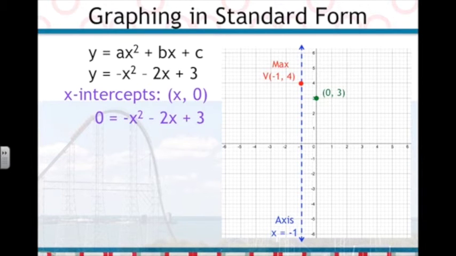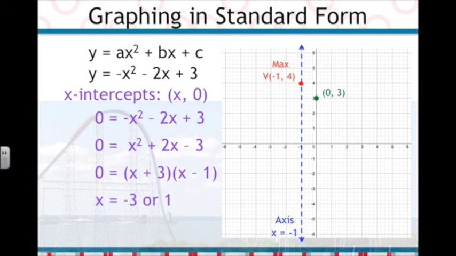First, we need to get rid of the negative 1 in front of the x squared, so we can divide both sides of the equation by negative 1, which will change the signs of every term to give us 0 equals a positive x squared plus 2x minus 3. Now we have a trinomial that will factor into x plus 3 times x minus 1. And we can use the zero product property to find the roots. X equals negative 3 or positive 1. Now we know the two x-intercepts are negative 3, 0 and 1, 0.